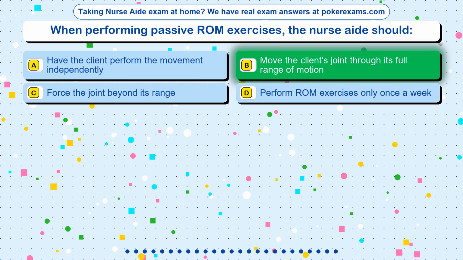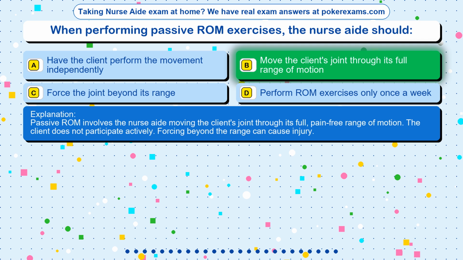The correct answer is option B, move the client's joint through its full range of motion. Passive ROM involves the nurse aide moving the client's joint through its full, pain-free range of motion. The client does not participate actively. Forcing beyond the range can cause injury.